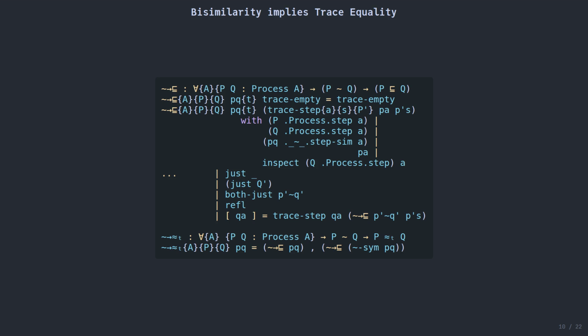The first lemma shows that if P is bisimilar to Q, then P is below Q in the trace ordering. Every trace of P can be matched step by a corresponding trace of Q. The second lemma uses symmetry of bisimilarity. If P is bisimilar to Q, then Q is also below P. Together, these two facts give us trace equality. Bisimilar processes have exactly the same traces.